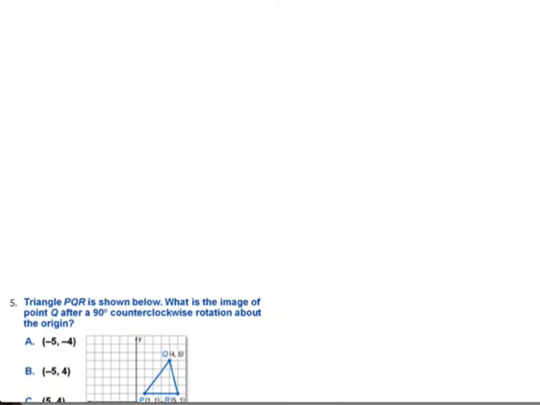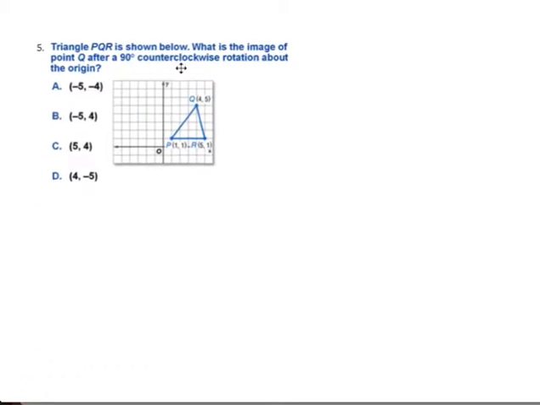Next, let's take a look at number 5. So for number 5, it says that the triangle PQR is shown below. What is the image of the point Q after a 90 degrees counterclockwise rotation? So for the most part, when we're actually calculating things, we're using counterclockwise, not clockwise. So we want to take a look at the point Q. So here's the point Q right here, and point Q is at 4, 5.